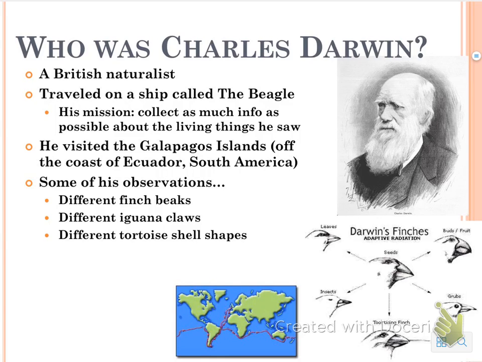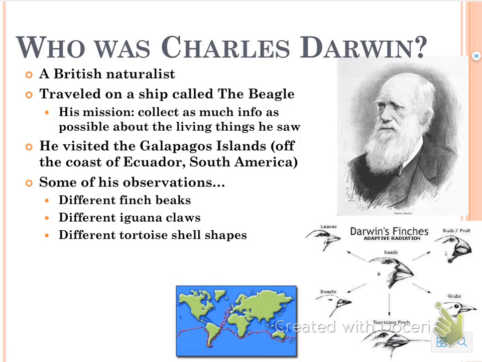So first of all, who was Charles Darwin? He was a British naturalist, and he traveled on a ship called the Beagle. Basically, he was taking notes. He had a big notebook, and he took lots of notes about everything he saw on this trip. And one of the most important places that he's known for going is the Galapagos Islands, which is in South America.